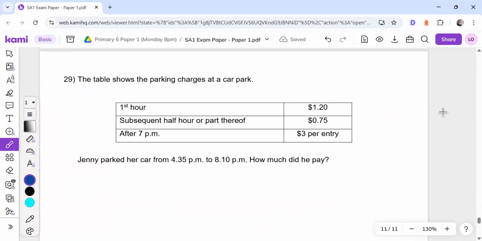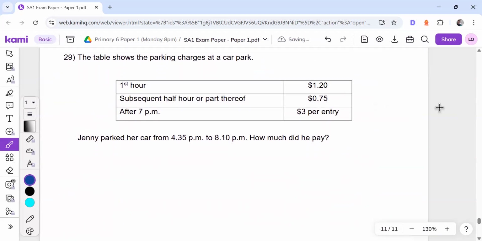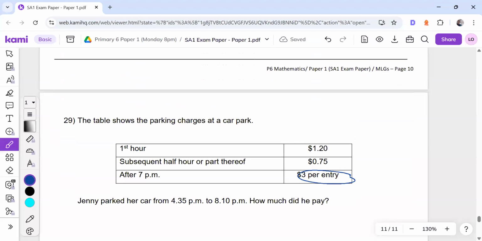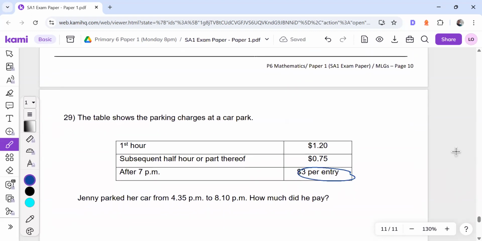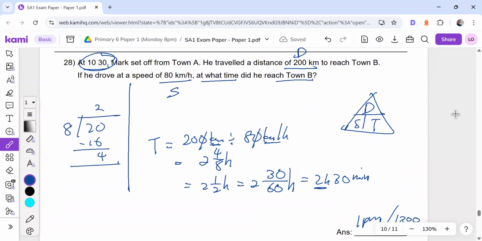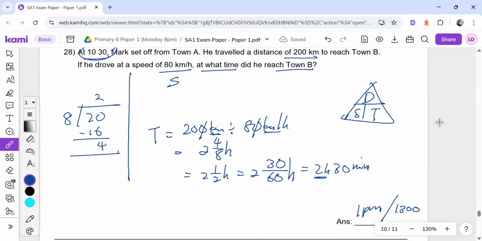Next one, question 29. Now, this one you might make a mistake. Do you know what is per entry? Yeah, Ruel, question. For question 28, I thought I'll say Ruel, your voice is a bit not clear. You need to try to be clearer.